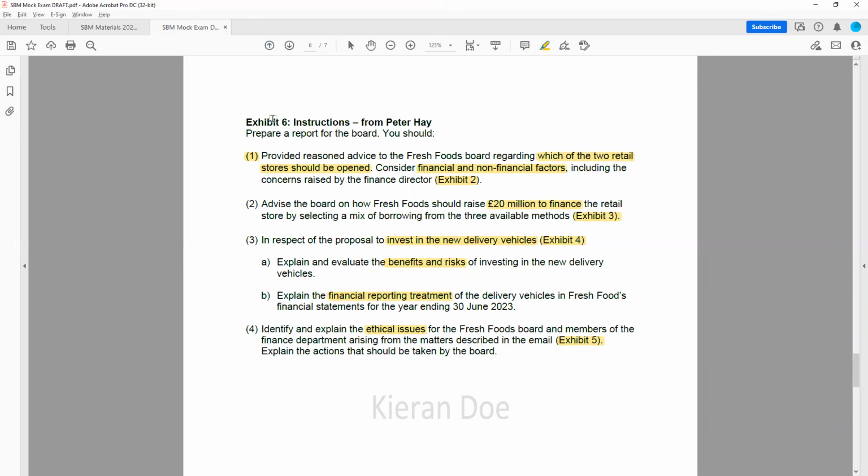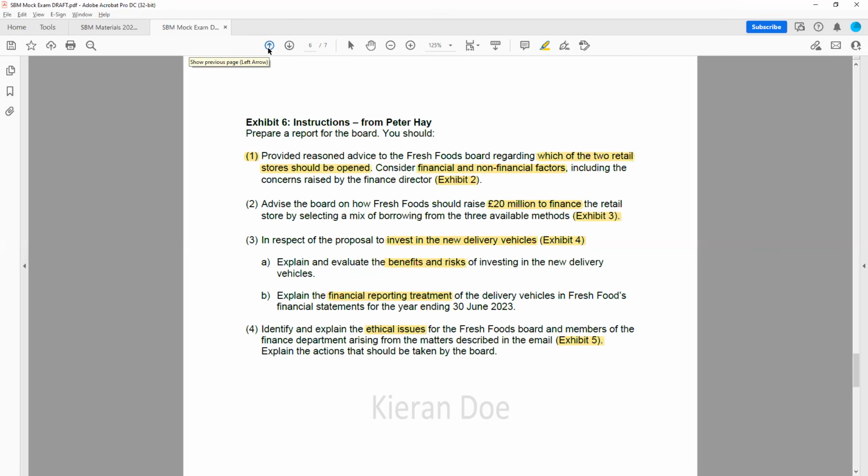And that will make you much more efficient overall, rather than reading through every exhibit, then looking at the requirements, and then deciding where you're going to start, or probably having to go back and read exhibit 2 again, because if you've read them all, by the time you've got to exhibit 5, you'd have forgotten what exhibit 2 was about.